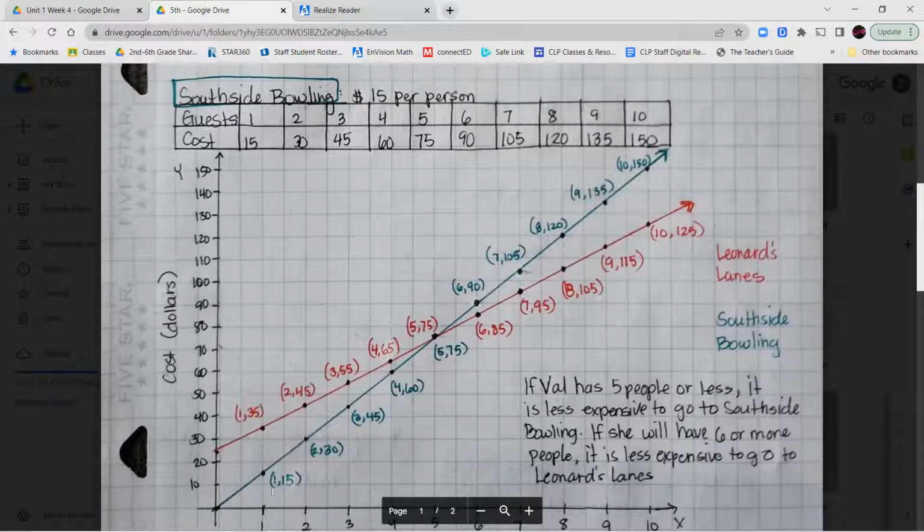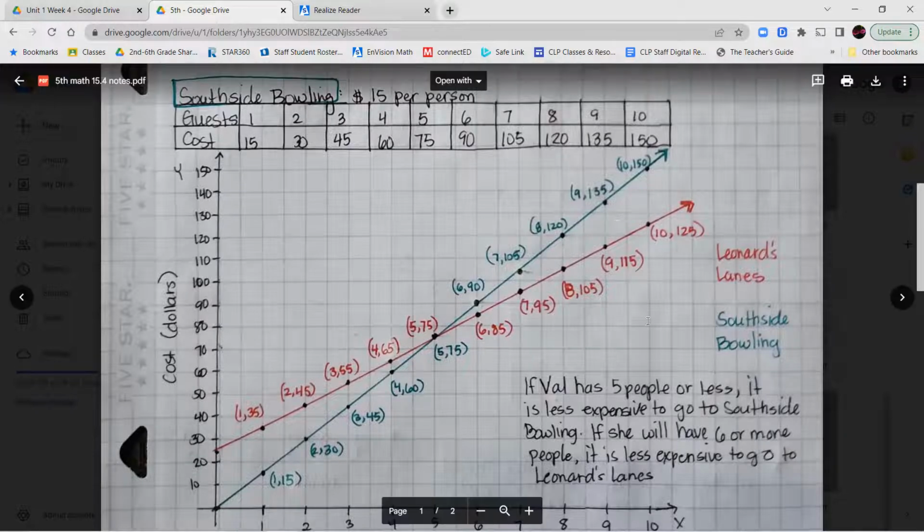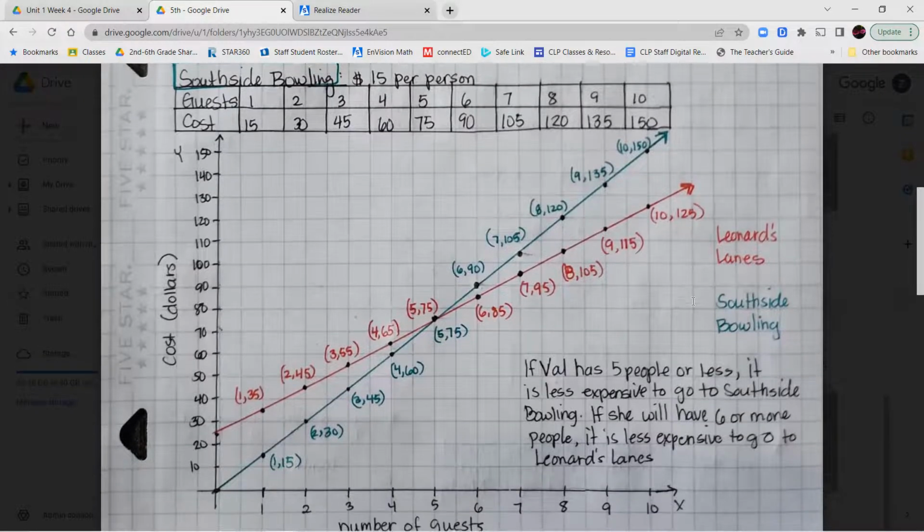So your first guest is at 1 and 15, your second point is at 2 and 30, your third point is at 3 and 45, then 4 and 60, 5 and 75 is here where those two lines crossed because that's where the data overlaps. 6 and 90, 7 and 105, 8 and 120, 9 and 135, and 10 and 150. So Leonard's Lanes is going to be our red line, and Southside Bowling is going to be our blue line.